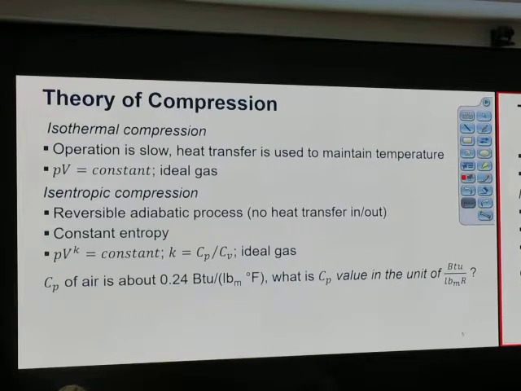Next one is isentropic compression. Isentropic means constant what? Entropy. Entropy is S. What is the physical meaning of S? What is the name for that? Entropy. Okay. What is the physical meaning of S or entropy? What does it mean? It's like a loss of energy.